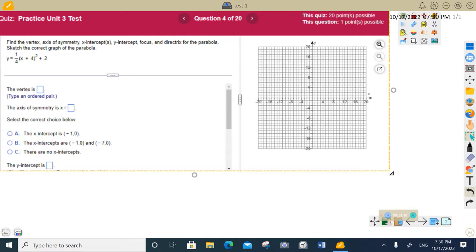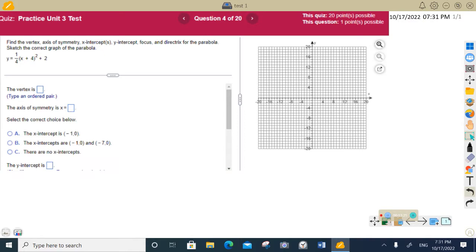Okay, this is question number 4. It wants you to find the vertex, axis of symmetry, x-intercepts, y-intercept, focus, and directrix for the parabola. Sketch the graph, the correct graph of the parabola. That seems like a lot to do. Well, first of all, it's in vertex form, all right, which is nice.